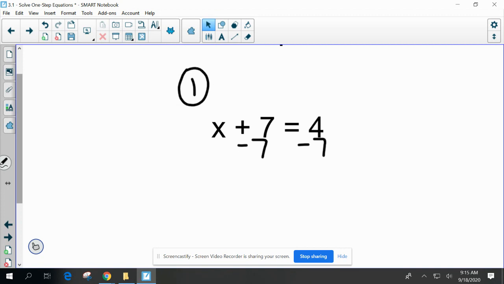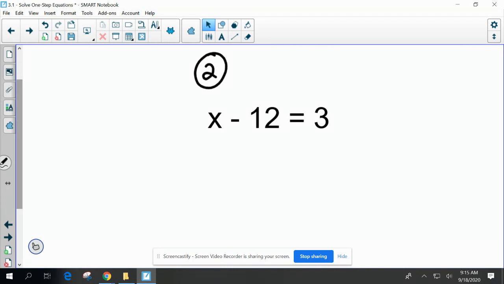On the left side, my 7s are canceling, which is why I did that. So I'm going to drop down my x equals, and on the right-hand side, I have 4 minus 7. So I have negative 3. And we're just going to go through one of each operation, and then we'll do some work with fractions, and then we'll be done.